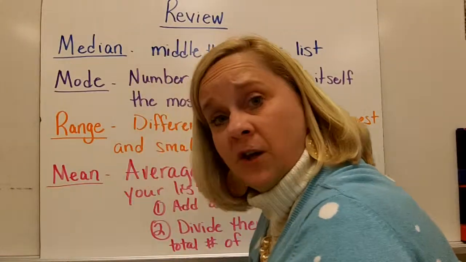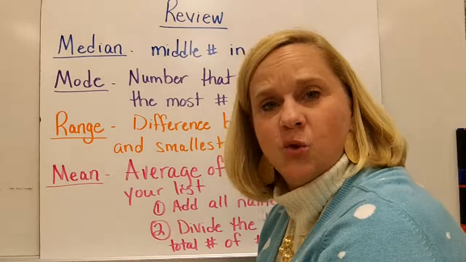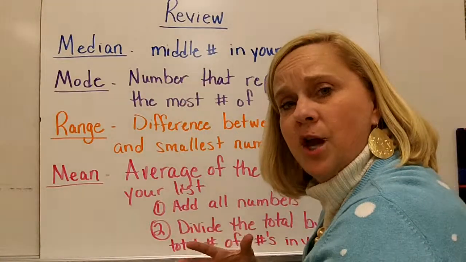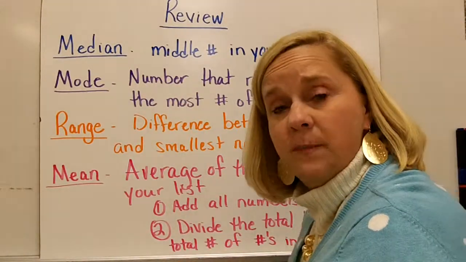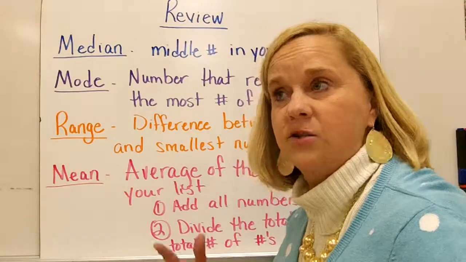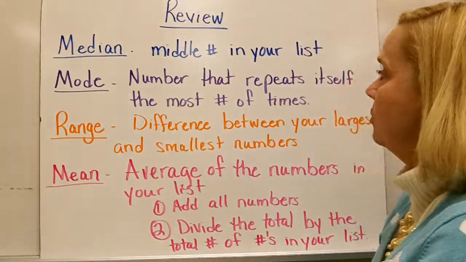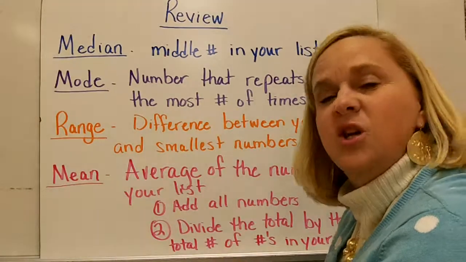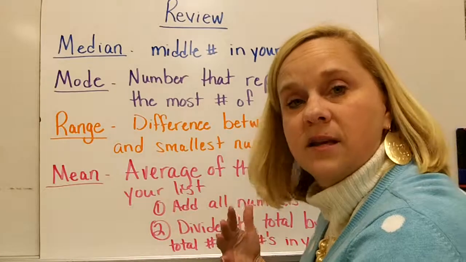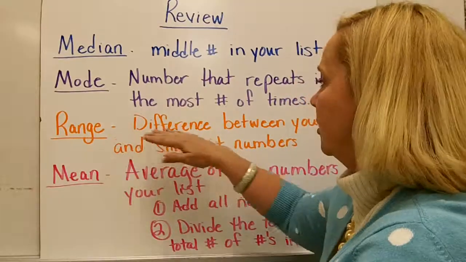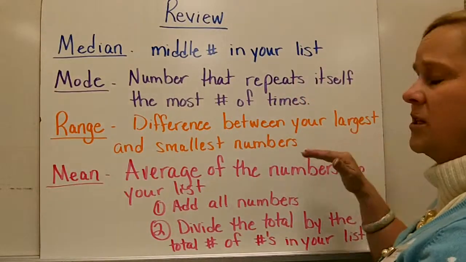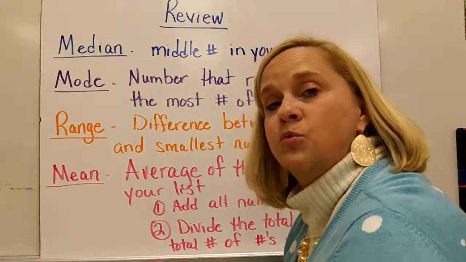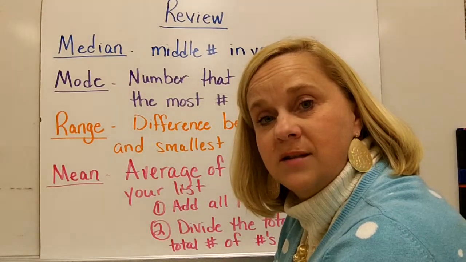All right, so let's review the vocabulary words and what each one is. I have the median. The median is the middle number in your list. Remember that you have to make your list in order from the least to the greatest. The mode is the number that repeats itself the most number of times. 25 was my mode in our list. Your range is the difference between your largest and your smallest number. So you take the largest number in your list, you subtract the smallest number in your list, and that gives you the range.